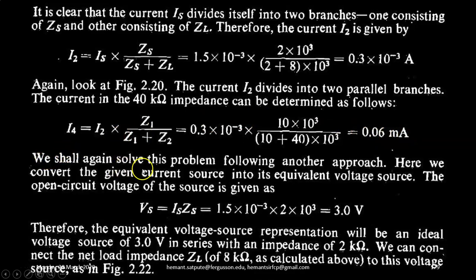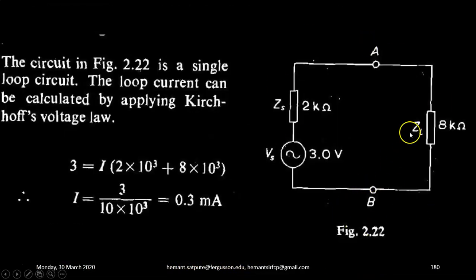Now we shall solve this problem again following another approach. Here we convert the given current source into its equivalent voltage source. So the open circuit voltage of the given current source is given as Vs is equal to Is into Zs. That comes out to be 3 volt. Therefore the equivalent voltage source representation will be an ideal voltage source of 3 volt in series with an impedance of 2 kilo ohm. We can connect the net load impedance ZL of 8 kilo ohm as calculated above to this voltage source as shown in figure 2.22.